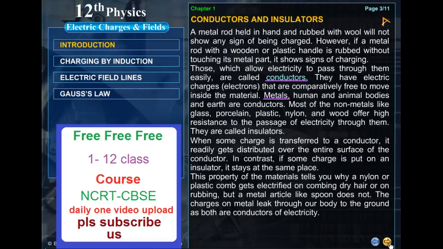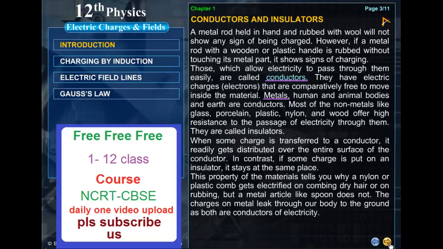Metals, human and animal bodies, and earth are conductors. Most of the non-metals like glass, porcelain, plastic, nylon, and wood offer high resistance to the passage of electricity through them. They are called insulators. When some charge is transferred to a conductor, it readily gets distributed over the entire surface of the conductor.